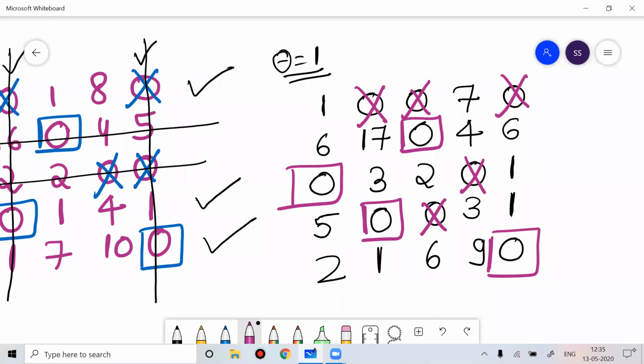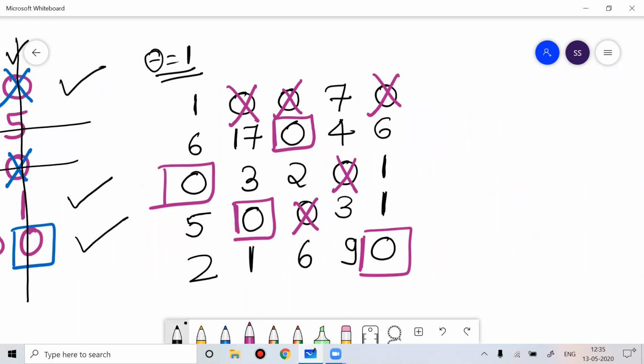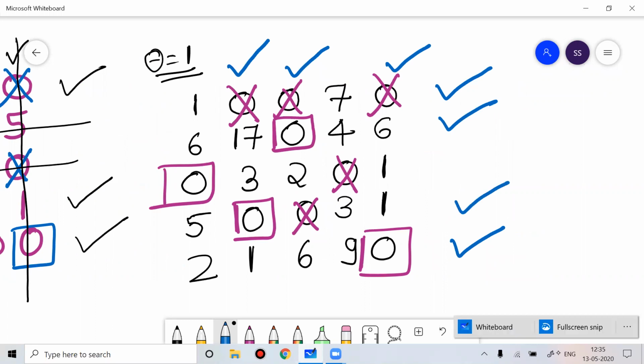Again your first row is not allocated. Second, third, fourth and fifth are allocated. Now again what you have to do: you have to tick that row which is not allocated, and tick that column where zeros are there. Now tick the corresponding row where allocation is done.